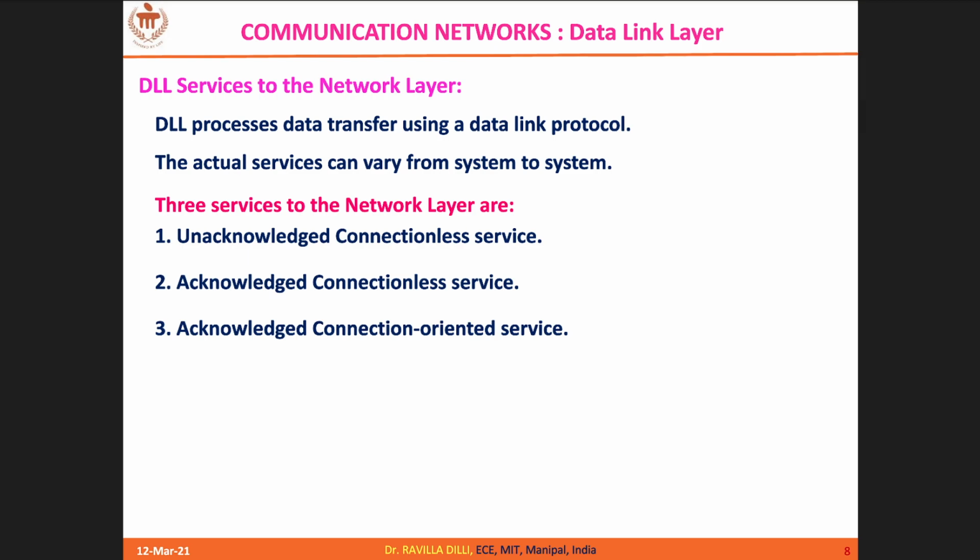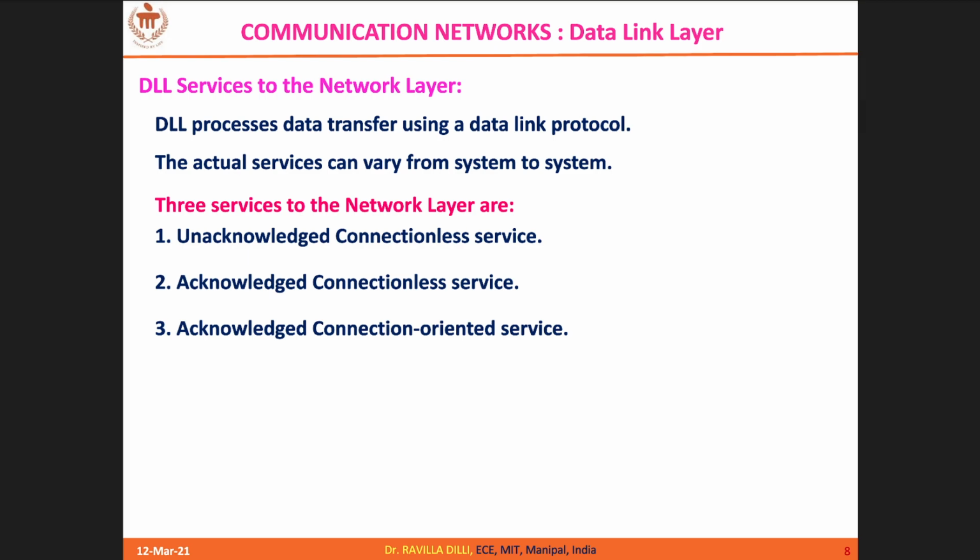Connectionless service means we are not going to establish the connection with the receiving party before data transfer. As and when I have data, I transmit it to the receiver without prior establishing the connection. That is called a connectionless service. Acknowledged means whatever I transmit, I get the acknowledgement, so I can come to know that the receiver has successfully received the frame. Unacknowledged means I am not going to get any acknowledgement. I am not sure that the receiver has received the frame. That is an unacknowledged service.